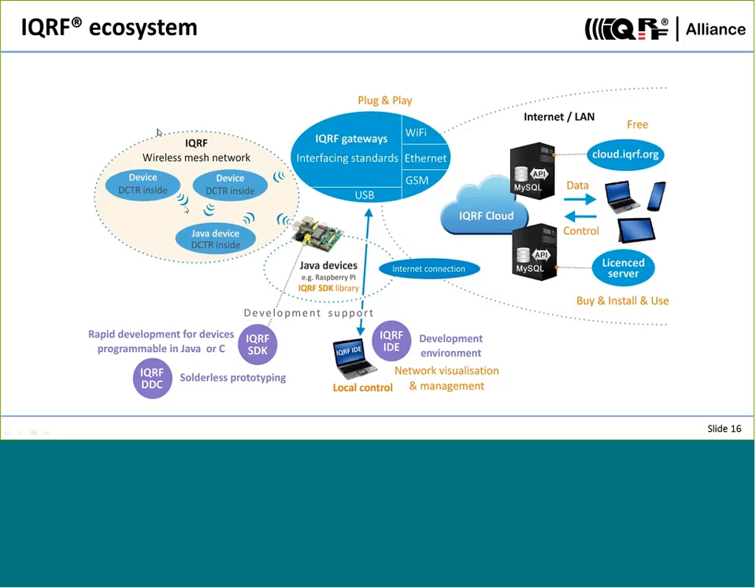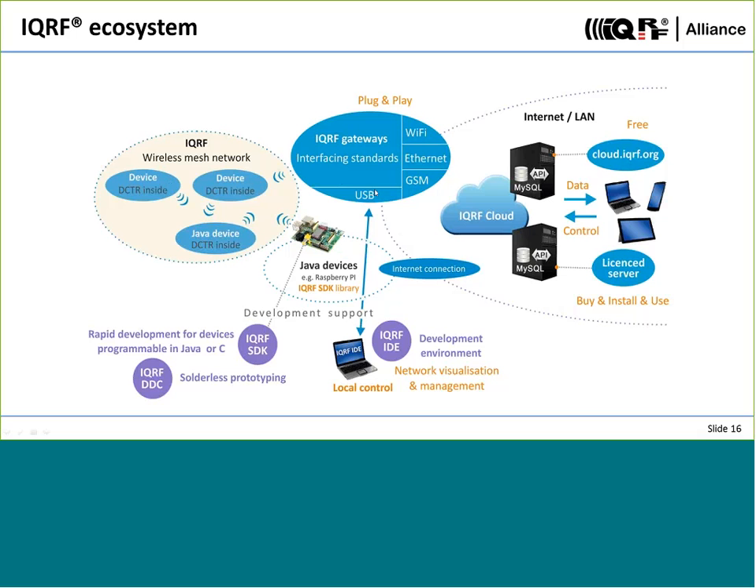Then you can control the whole network with gateways, let's say Wi-Fi, Ethernet, or GSM gateway, or the USB gateway connected to your computer. Or what you can do is create your own control device, let's say based on Raspberry Pi, Arduino, or whatever. Basically, whatever kind of device that supports Java or C programming. We will discuss it in more detail.